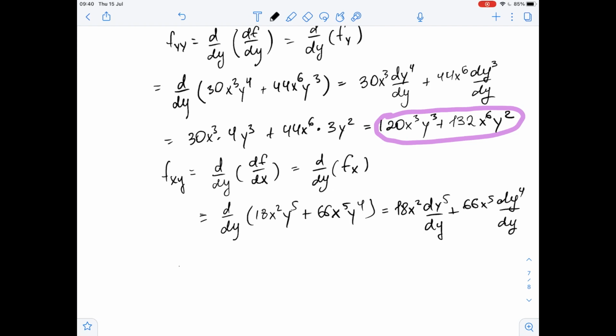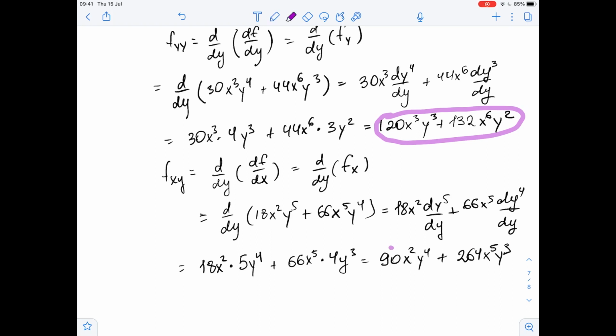And we get that this equals 18x squared times 5y to the 4th power plus 66x to the 5th power times 4y cubed. And this equals 90x squared y to the 4th power plus 264x to the 5th power times y cubed. And this is our last second partial derivative.